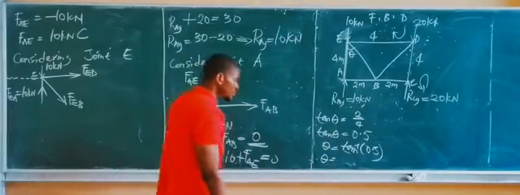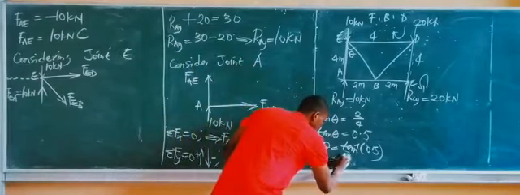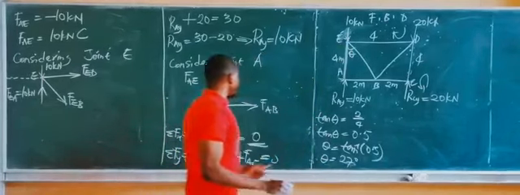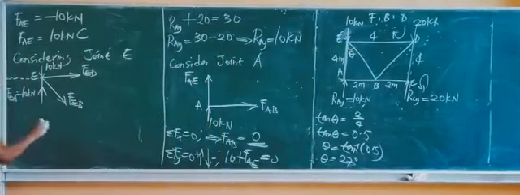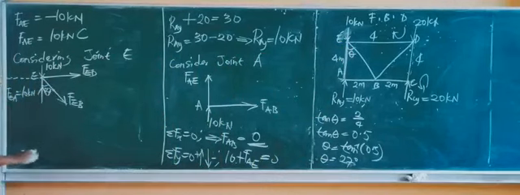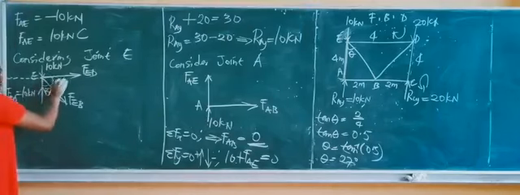That is 26.565, so approximately 27 degrees. So the angle of inclination here is actually 27 degrees. If here is 27 degrees, it means this angle there is simply 63 degrees.